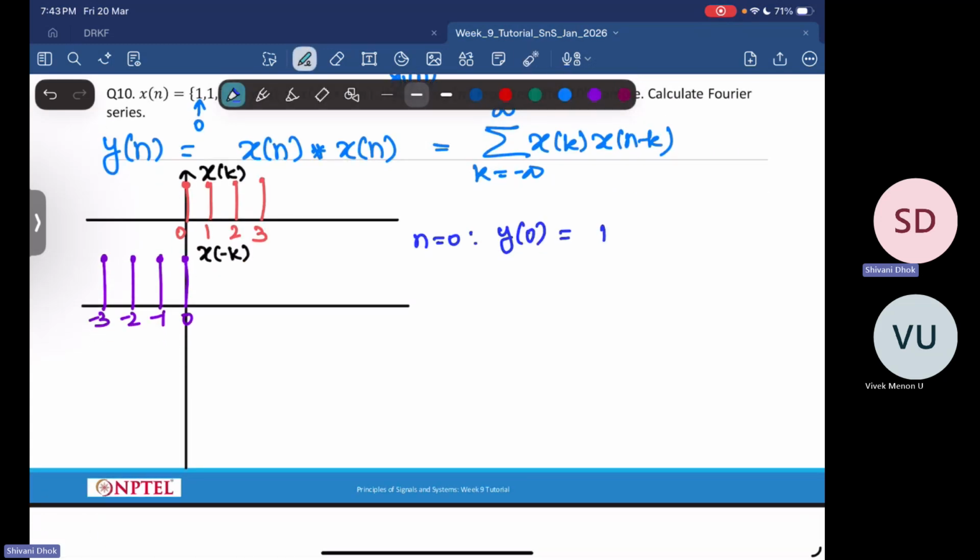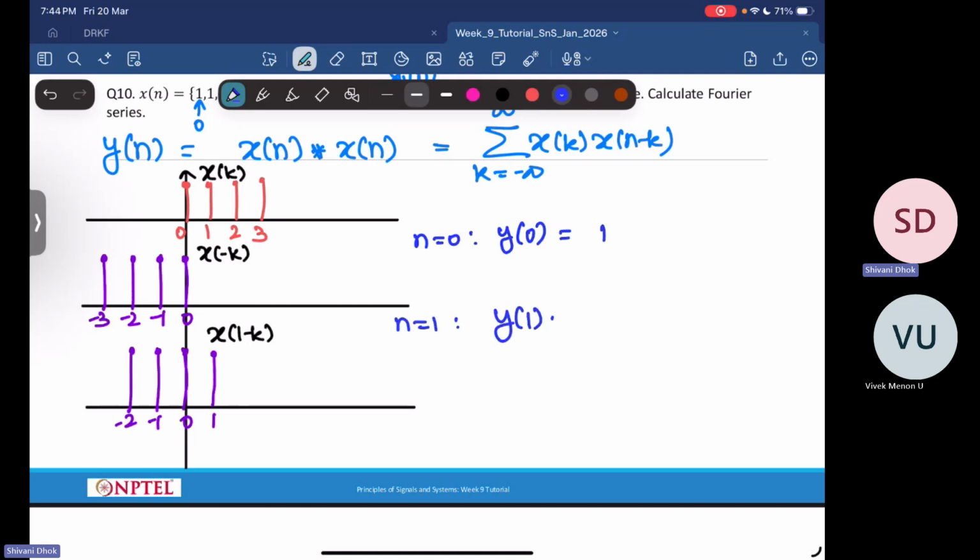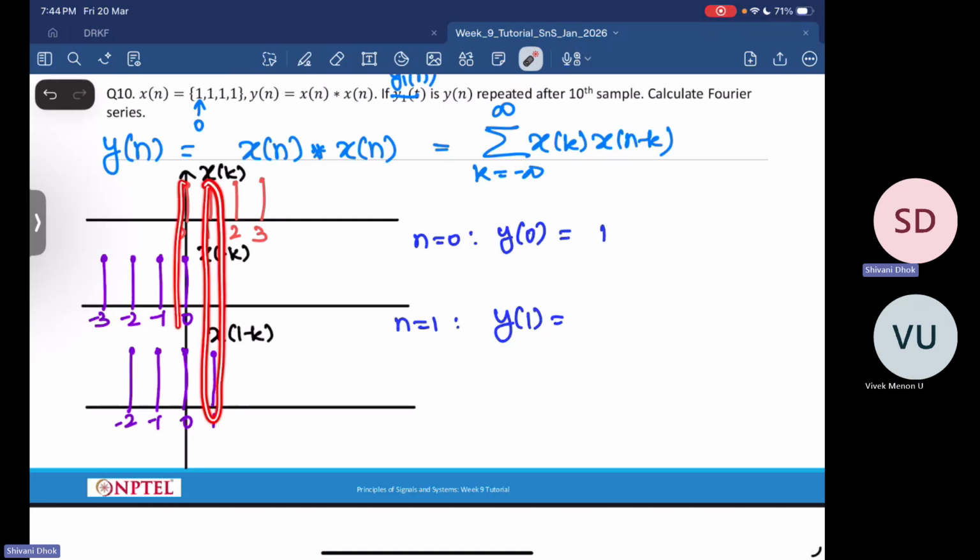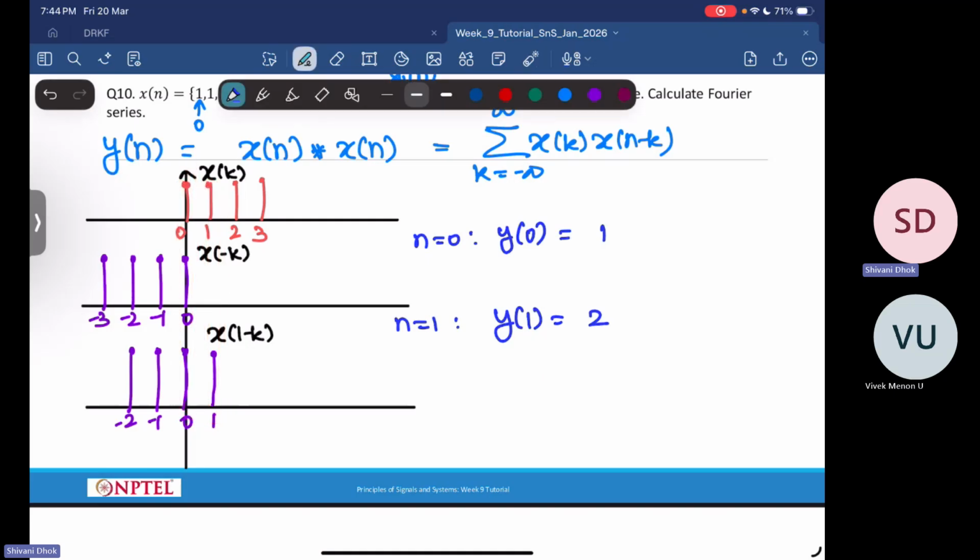Now if you shift your signal by 1 unit rightwards, that is, if you look at x of 1 minus k, you get something like this: 1 0 minus 1 minus 2. So now you have two overlaps. So this particular thing is for n equal to 1. So you'll have y of 1 equal to 1 into 1 plus 1 into 1, that comes out to be equal to 2.